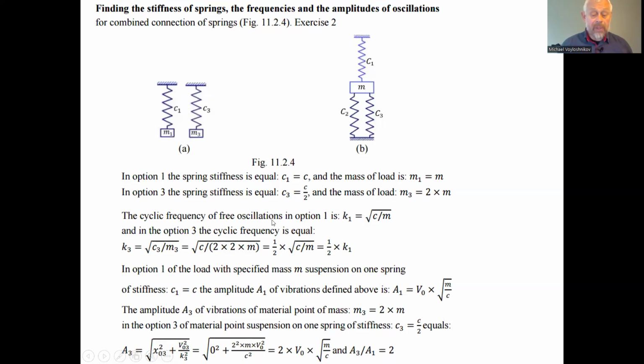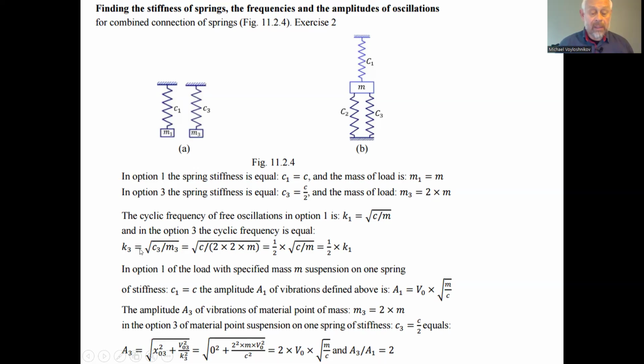The cyclic frequency of oscillations in option 1 is K1 equal to the square root of the fraction of stiffness characteristic C divided by M, the mass of the first load. And in option 3, the cyclic frequency is equal to: we have twice less stiffness characteristic in option 3, and twice bigger load, all in the denominator under the root.